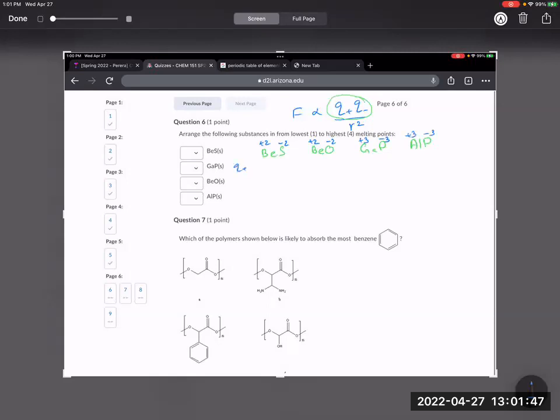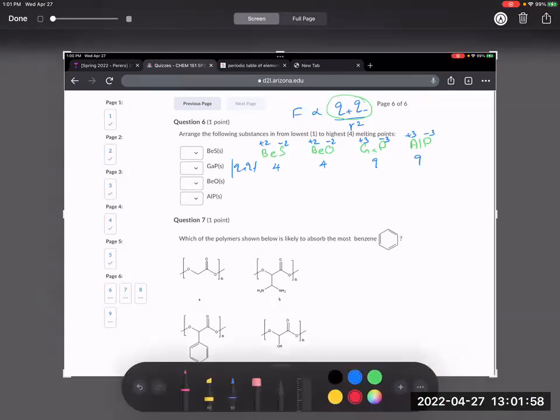For the charge product, beryllium sulfide is 4, 4, 9, 9. So we know definitely the gallium phosphide and aluminum phosphide must have higher melting temperatures than beryllium sulfide and beryllium oxide. So it should be like that. Now between beryllium sulfide and beryllium oxide, it's about the distance between the ions.